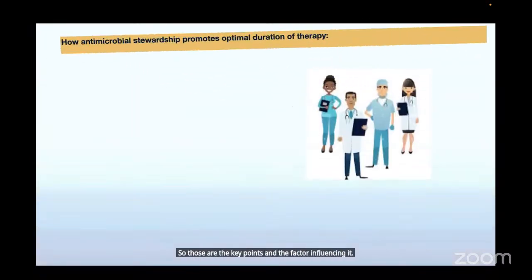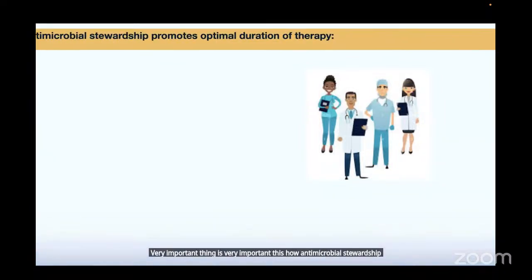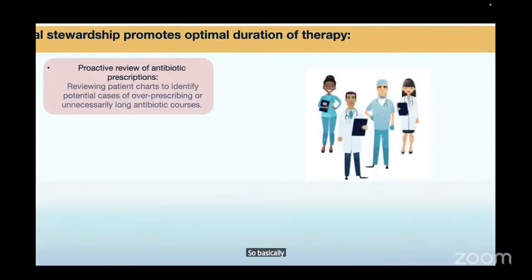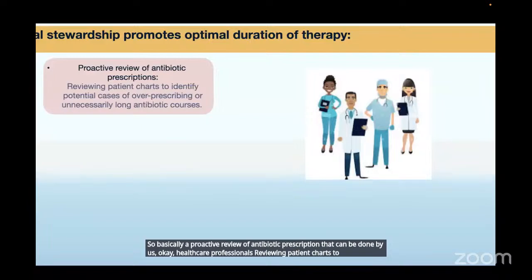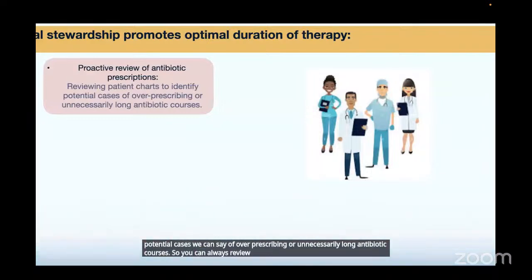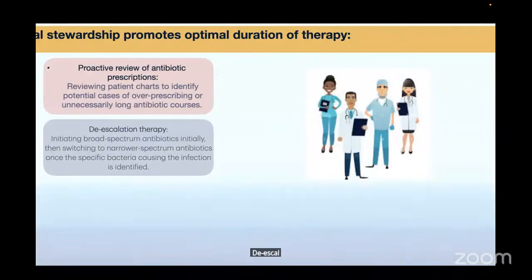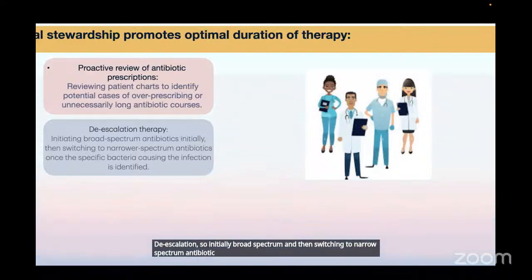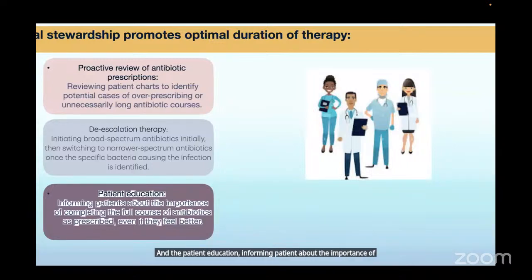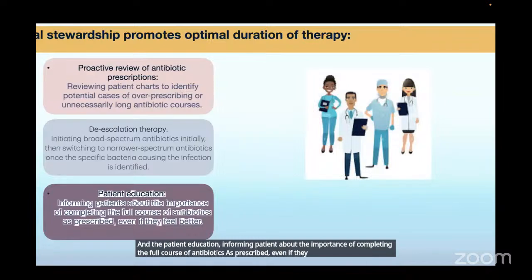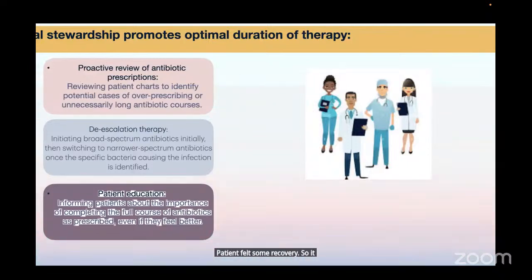A very important thing is this: how antimicrobial stewardship promotes optimal duration of therapy, how it can be done. So basically, a proactive review of antibiotic prescriptions can be done by us, healthcare professionals, reviewing patient charts to identify potential cases of overprescribing or unnecessarily long antibiotic courses. So you can always review proactively what is the reason behind it, right? De-escalation: initially broad spectrum and then switching to a narrow spectrum antibiotic once the bacteria causing the infection is identified. And patient education: informing patients about the importance of completing the full course of antibiotics as prescribed even if they feel better, okay? Because there is a very traditional practice of leaving the course in between once the patient has felt some recovery. So it is very important to give the patient education.